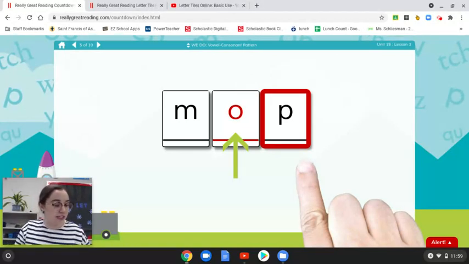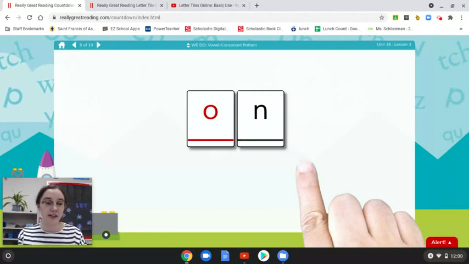So sometimes we see this pattern, but the word doesn't have a consonant letter at the beginning. As long as we see one vowel letter with one or more consonant letters after it, it still is our pattern. And the vowel is probably going to say its short vowel sound, just like in this word.